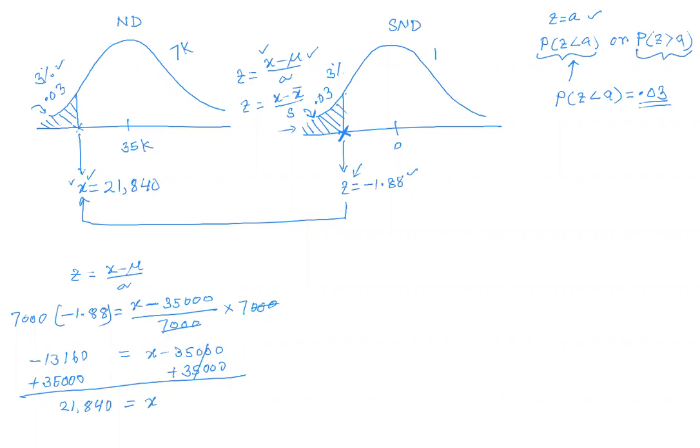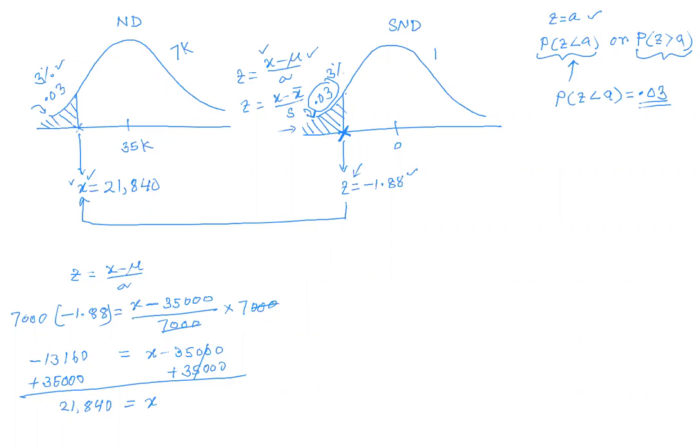And you look it up in the table. You look it up in the standard normal distribution table using the fact that probability is 0.03. So you have to look in the body of the table and look for the corresponding Z-score.